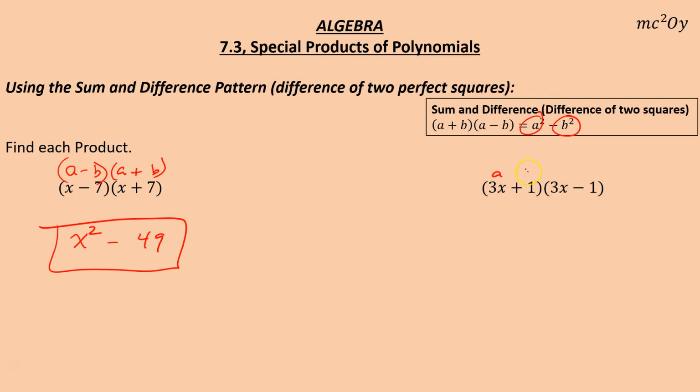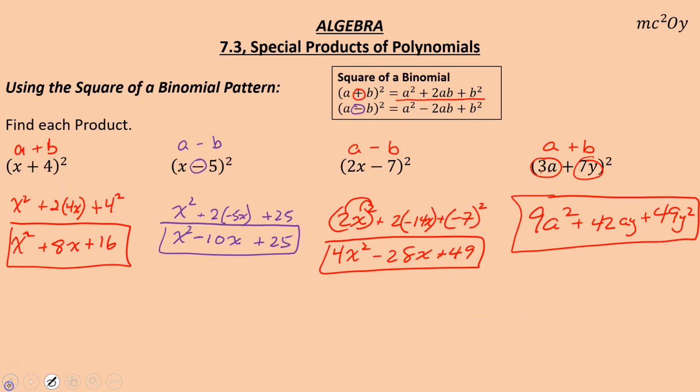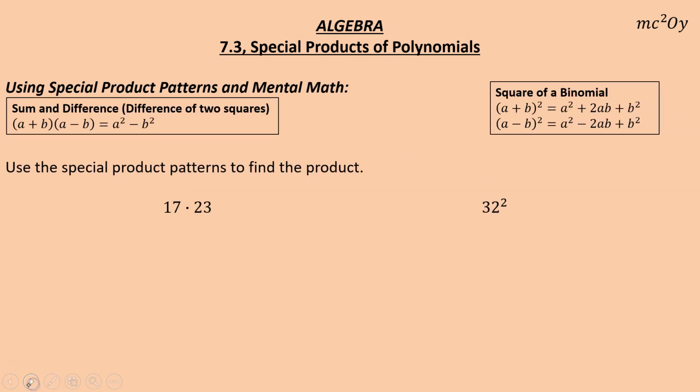Same thing here. Here's A, here's B. A and B, they're the same. One of each sign. So position A, 3x squared. Position B, 1 squared. Put a subtraction in between, so that becomes 9x squared minus 1. Now you can do all of these problems just like we did earlier on by just distributing. You're using FOIL, but this saves you a lot of time. It also can help you with mental math.